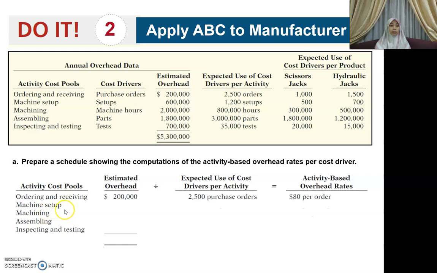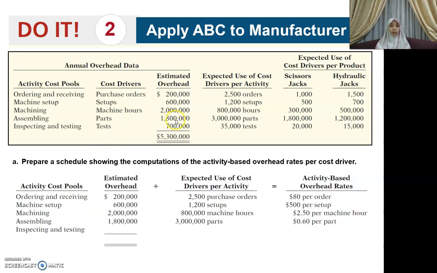You do the same for machine setup: 600,000 divided by 1,200 setups, which gives you 500 ringgit per setup. For machining, it is 2 million divided by 800,000 hours, which gives you 2 ringgit 50 cent per machine hour. For assembly, it is 1.8 million divided by 3 million, which gives you 60 cent per part.